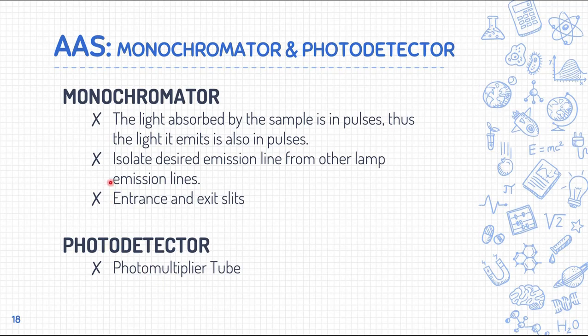I want us to return to bullet number 1 of your monochromator. Again, the light absorbed by the sample are in pulses. How does it happen? The light coming from your light source, again, is being chopped by your beam chopper, producing now only pulses of light. And those pulses of light are being absorbed by the sample in that very same manner. So, your atoms are actually absorbing light by pulses and will also be emitting light by pulses.